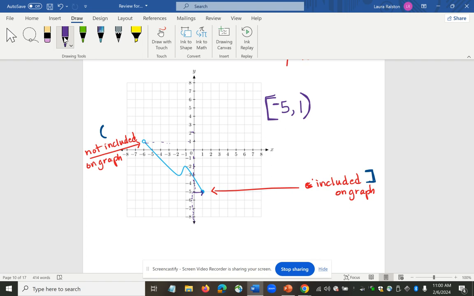When finding the domain and the range, guys, it depends on your perspective. Domain is x, range is y. Every time, all the time.